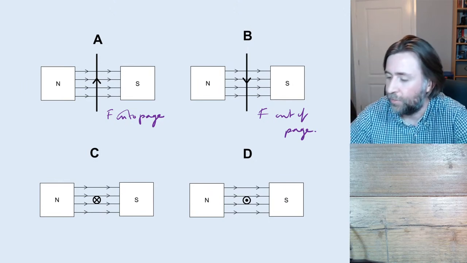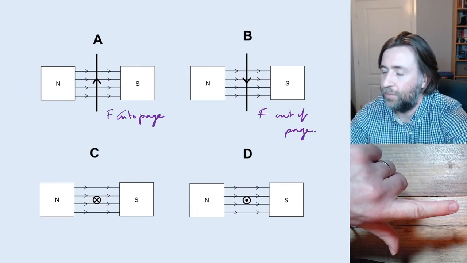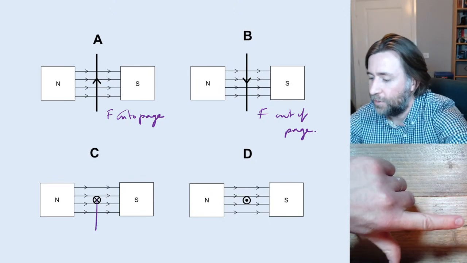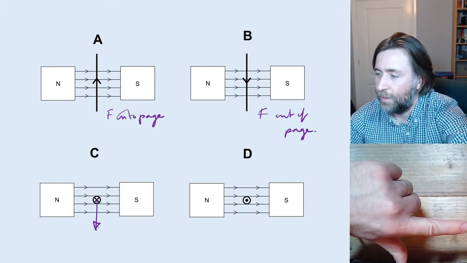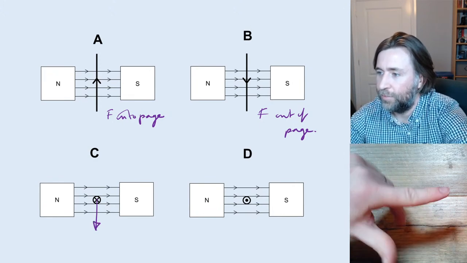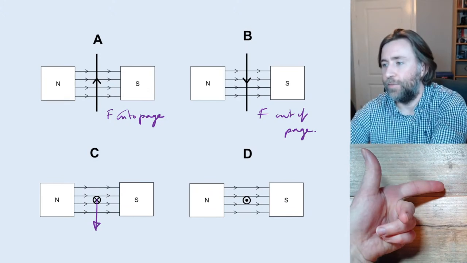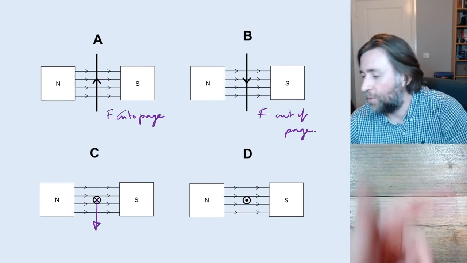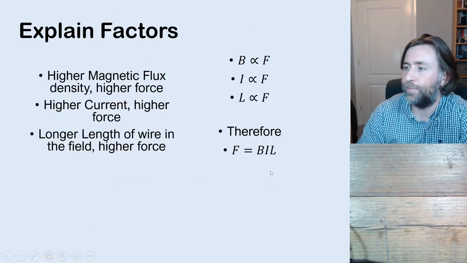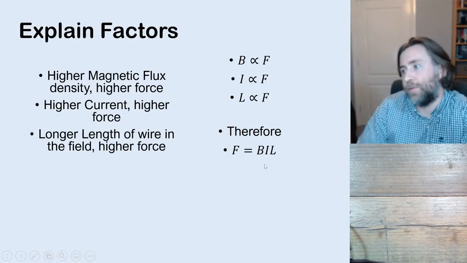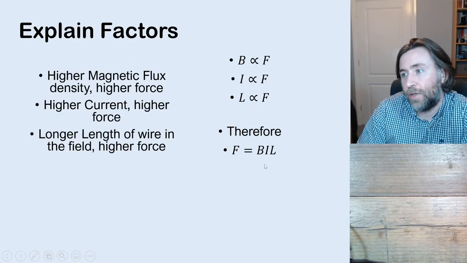We've just done these two, okay, but really quickly then, C: field's there, current's in, force is down. And then the last one, field's still left to right. Current is up out of the page, so force is up. Now actually, there are some factors that go into the size of that force.